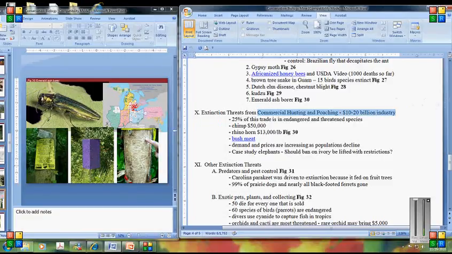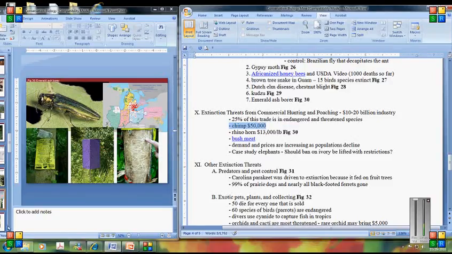Again, this is an illegal trade, $10 to $20 billion a year. I'm not going to say too much about this. Here are some interesting figures. For example, a chimpanzee is worth $50,000 to someone who's willing to illegally buy one. Rhino horns, $13,000 a pound. There's a lot of demand in Southeast Asia for medicinal purposes, aphrodisiacs, and so forth.